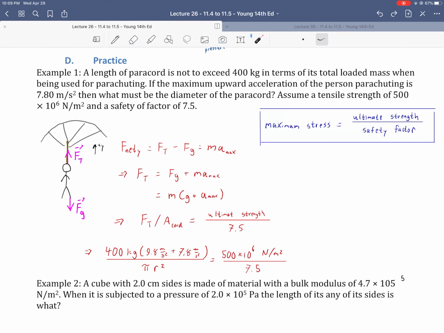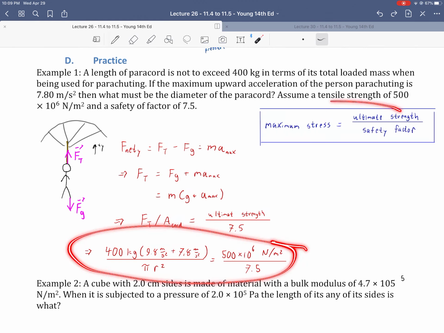This is actually the ultimate strength, which is quite a bit bigger than the Young's modulus. Because remember, Young's modulus is just the slope, okay? The ultimate strength is actually the y value. The reason that the slope and the y value have the same units is because the horizontal axis, the stress axis, is actually dimensionless. All right, so this is our equation.